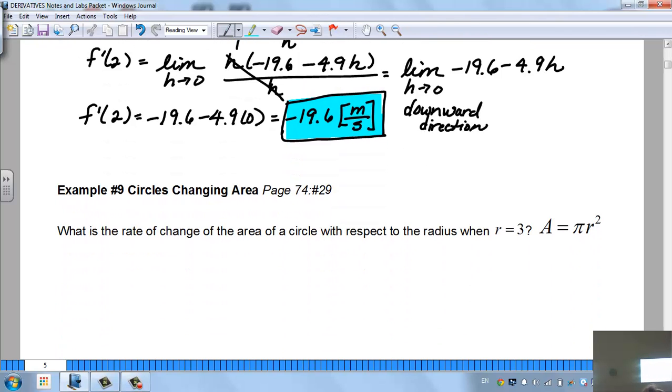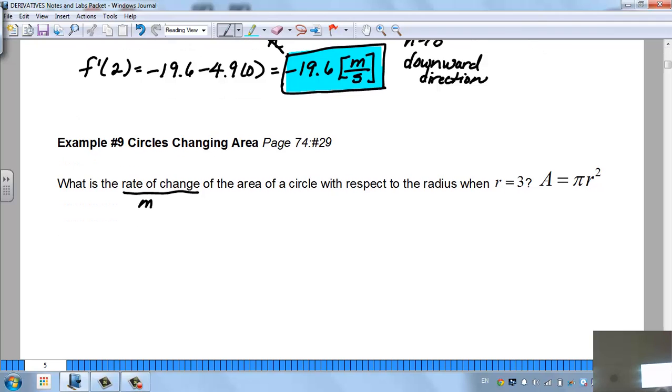Okay? All right. We have one last one here, and this one circles changing area. And it says, what is the rate of change? Again, I underline that. That's a derivative. It's slope. And so now you know it's the same units that we did before. Okay, of the area of a circle with respect to the radius when r is 3.